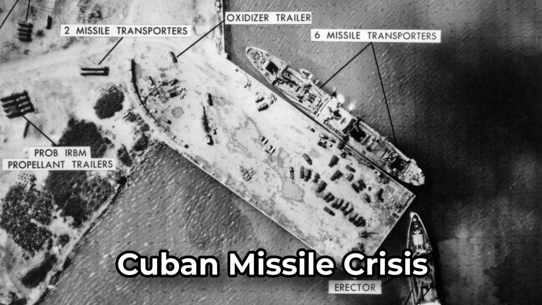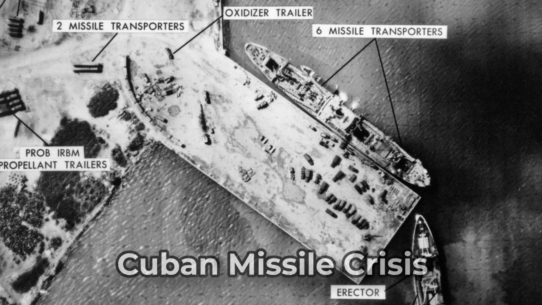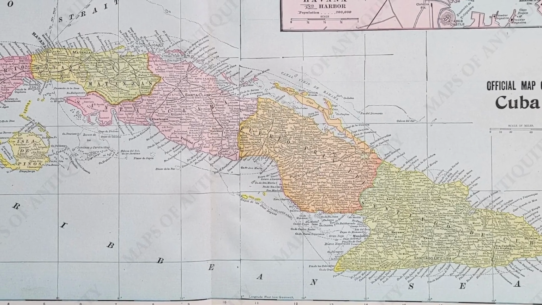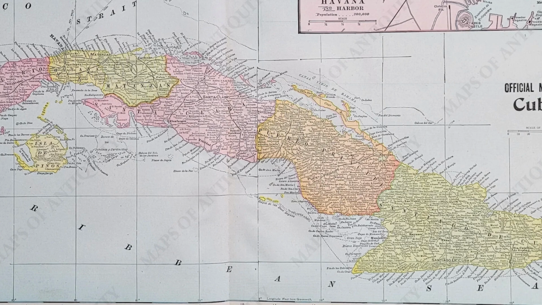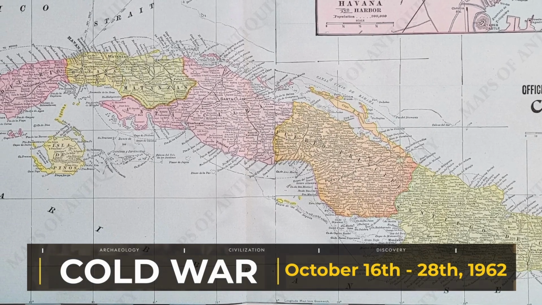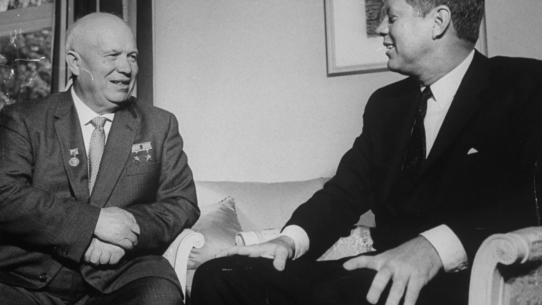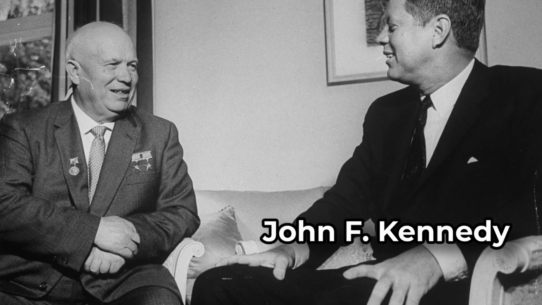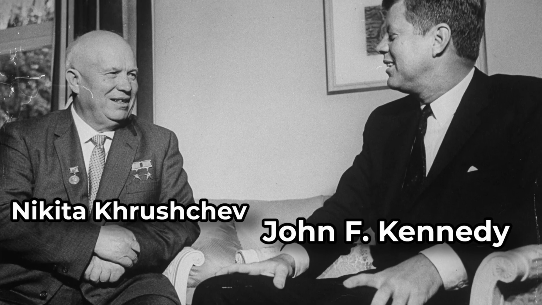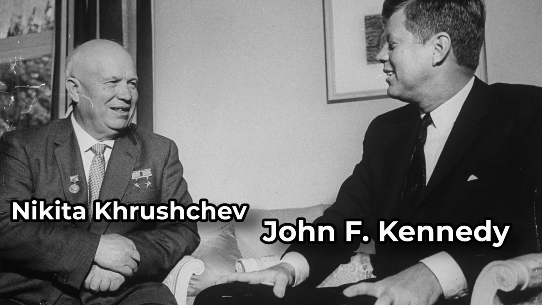Tensions almost turned deadly with the Cuban Missile Crisis. The US discovered Soviet nuclear missiles in Cuba, leading to a 13-day standoff between October 16 and 28, 1962. While the world held its breath, President John F. Kennedy and Soviet Prime Minister Nikita Khrushchev were locked in talks to try and de-escalate the situation.